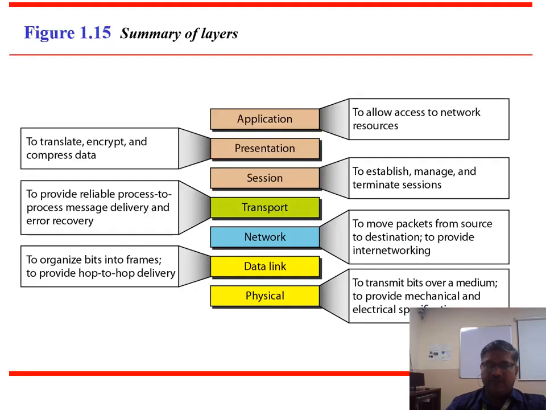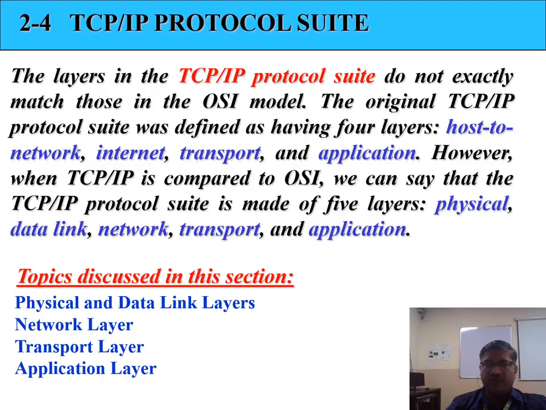So this is the summary of the layers as we discussed so far. The physical layer transmits bits over a medium, providing mechanical and electrical specification. The data link layer organizes bits into frames to provide hop-to-hop delivery. The network layer moves packets from source to destination to provide internetworking. The transport layer provides reliable process-to-process message delivery and error recovery. The session layer establishes, manages and terminates sessions. The presentation layer translates, encrypts and compresses the data. The application layer allows access to network resources.